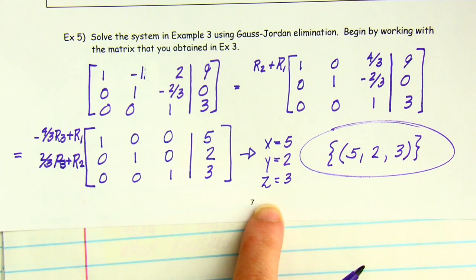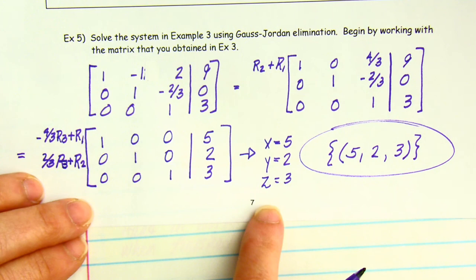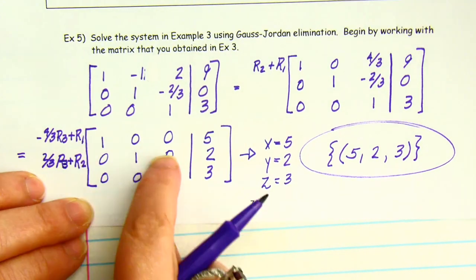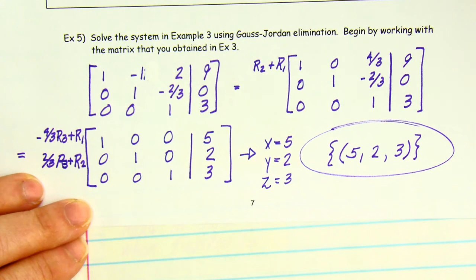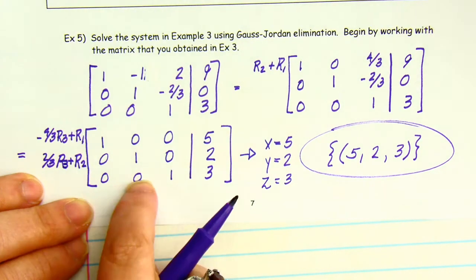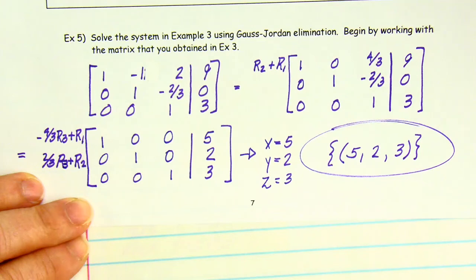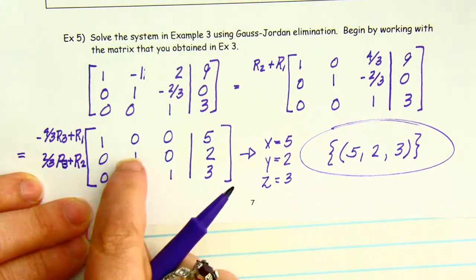Okay, so pretty much the same. You're still using the 1 to get the 0. This time you have to work up instead of below. You got to do the below first, and then you work up. It's always left to right. You use the 1 to get the 0.